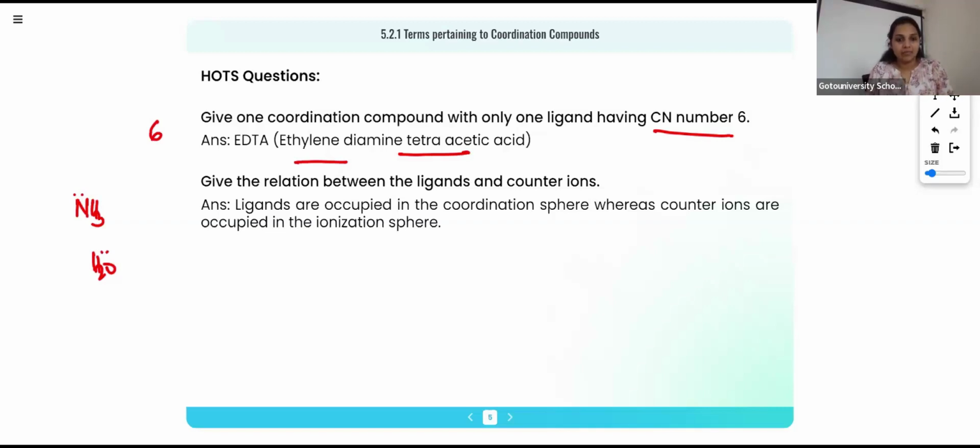That is EDTA. Another one, ethylenediamine, can donate 2 pairs of electrons. They are called bidentate ligands. This is called hexadentate. That we will discuss.